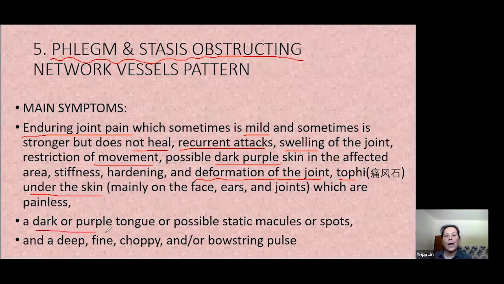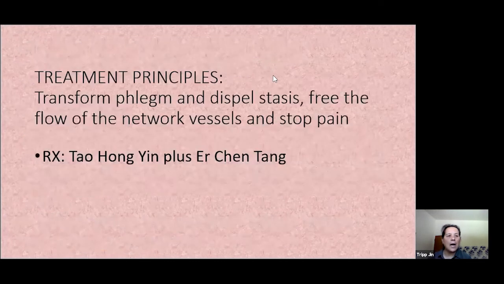So a dark purple tongue, and also possibly some dark spots in there, and a deep, thin, choppy pulse. So that's an even more severe kind of case. And for the treatment principle, we need to transform phlegm and disperse stasis and stop the pain.